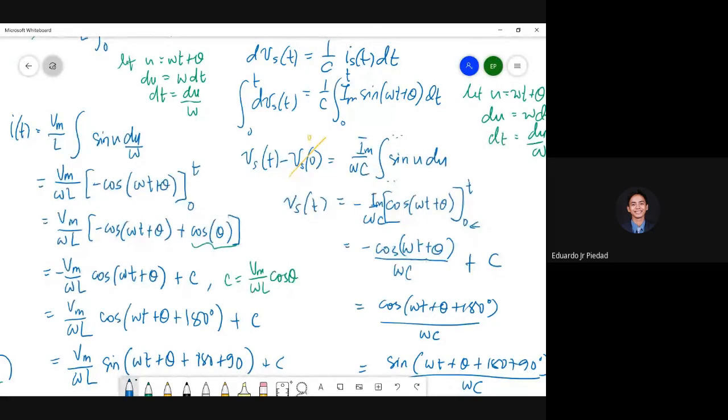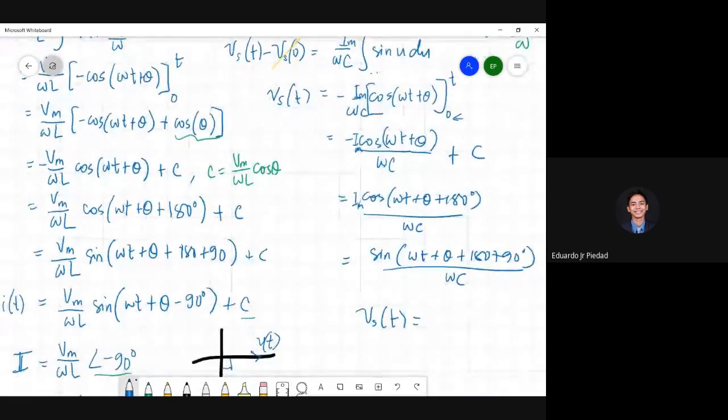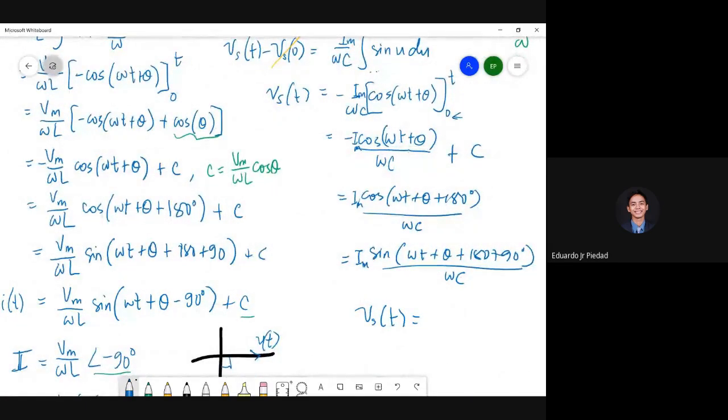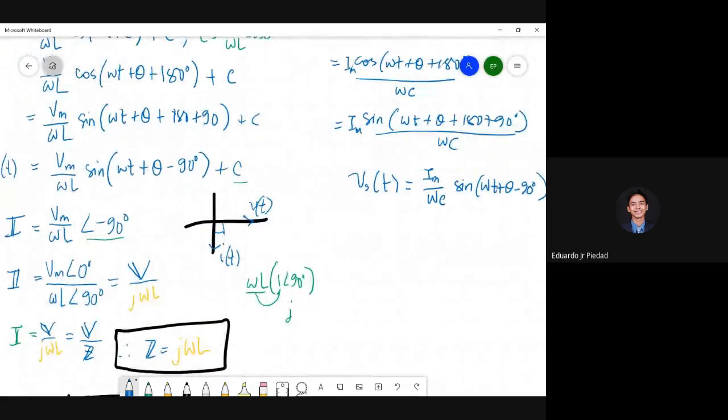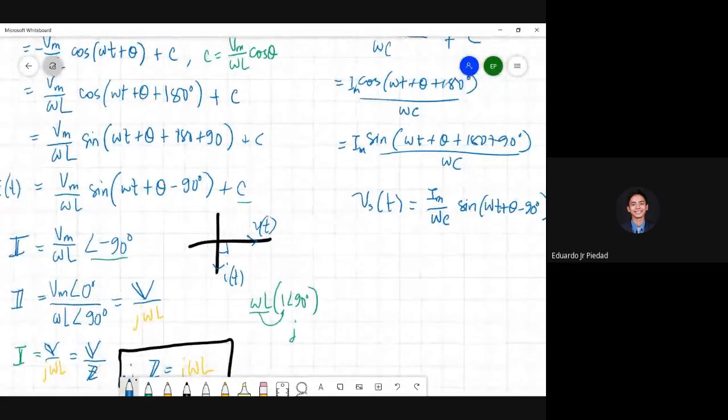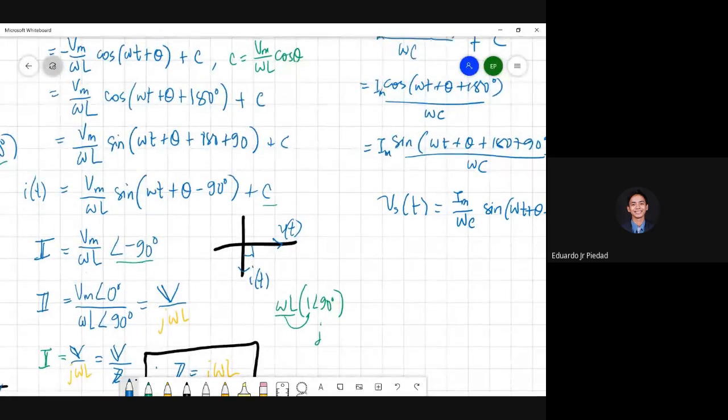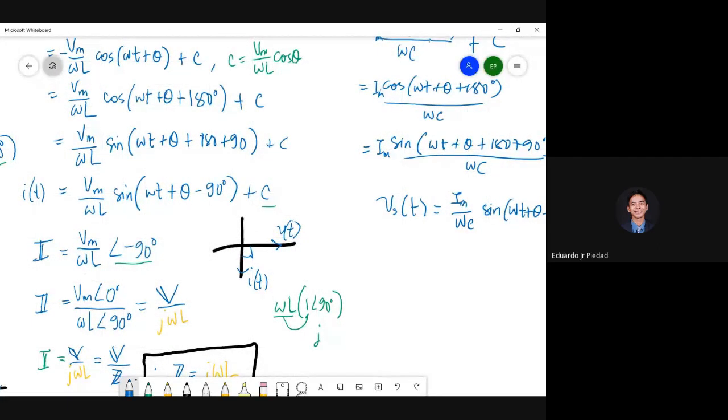So Im, I forgot the Im. That should be Im over Wc, then sine Wt plus theta minus 90 degrees. Okay. Now, if you look at this, this is voltage and then this is current. And the inductor, you have the current. The current is lagging by negative 90.